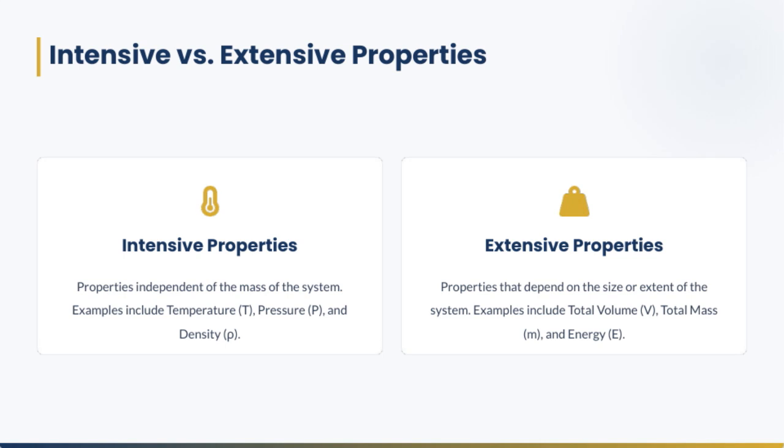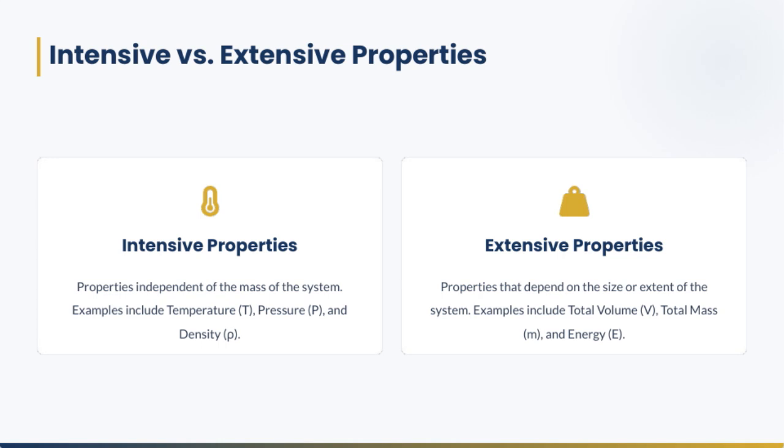Let's take a closer look at the difference between intensive and extensive properties. Properties that depend on the size or the extent of the system are called extensive properties. For example, total volume, mass, and energy all change when you alter the size of the system. If you increase the system's volume, the total energy or mass will also increase proportionally. These properties are useful when you're interested in the overall quantity of a system.